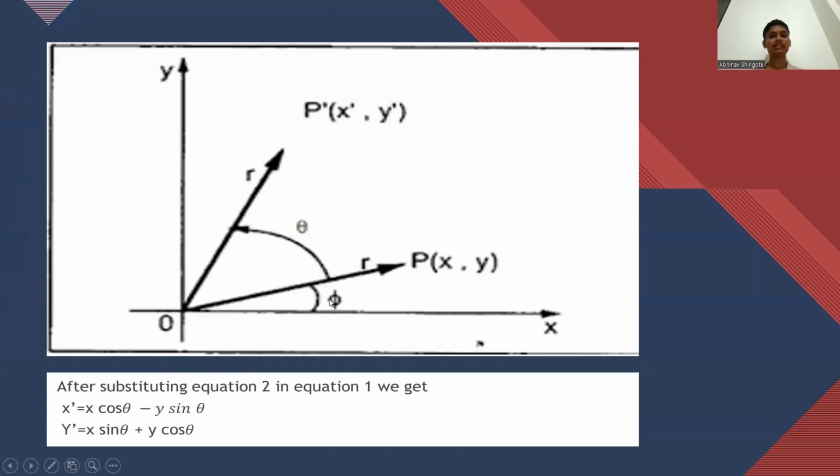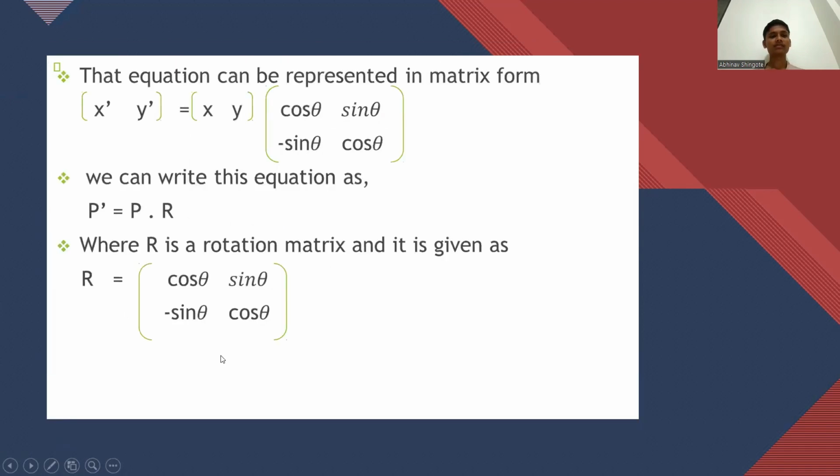In this example, there is an original point P of x, y. Then we rotate it by the angle theta, giving P dash, x dash, y dash. So the total angle is equal to theta plus phi, and the equation becomes x dash is equal to x cos theta minus y sin theta. Y dash is equal to x sin theta plus y cos theta.